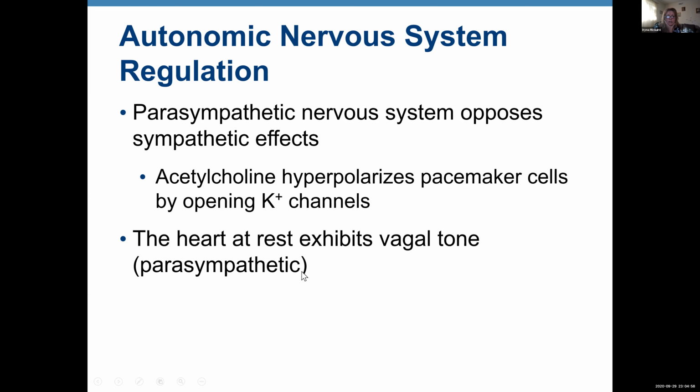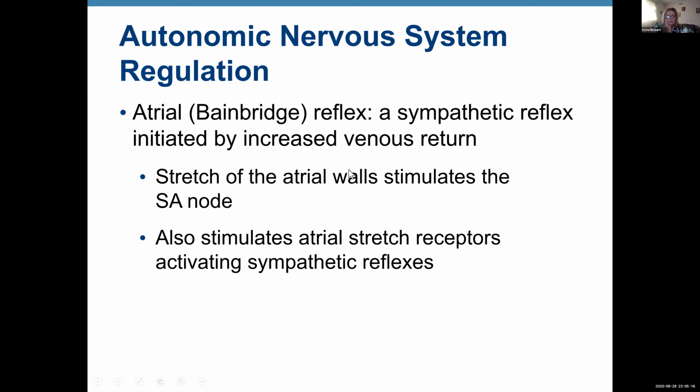So when the heart is at rest, we say that the heart has a vagal tone. Actually your heart is controlled by the parasympathetic nervous system during normal activities. So it's your vagus nerve that decreases your heart rate on a daily basis, right? However, of course, the sympathetic system can override it.